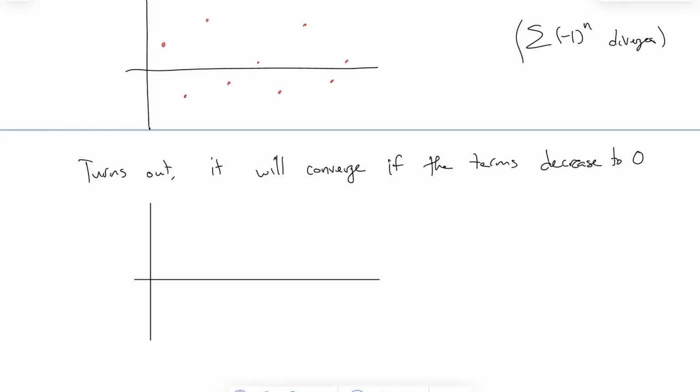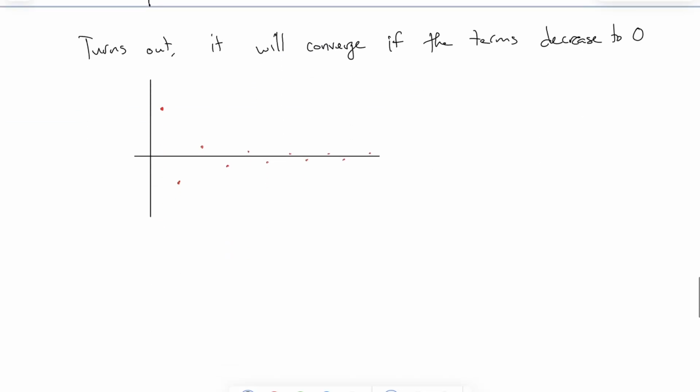But if the terms in their absolute values decrease to 0, that means something like the first one is way up there, I jump back and forth, but as I go, they get closer and closer to 0. That is certainly possible, and in this situation, the series will converge. So I'm going to write that out formally.